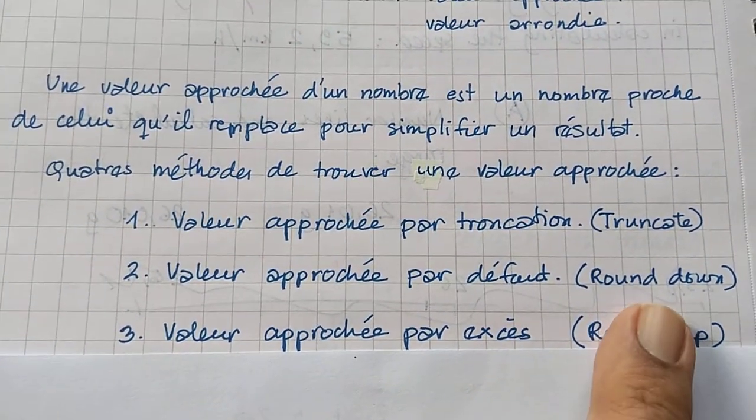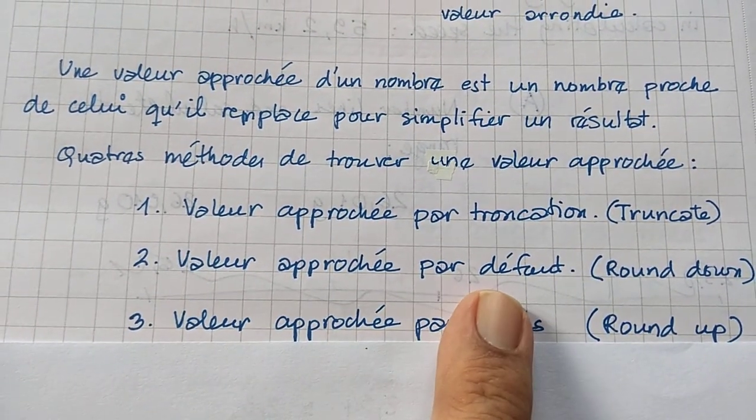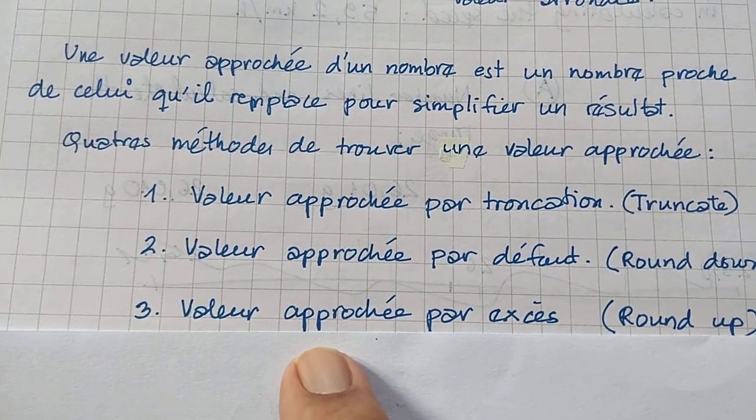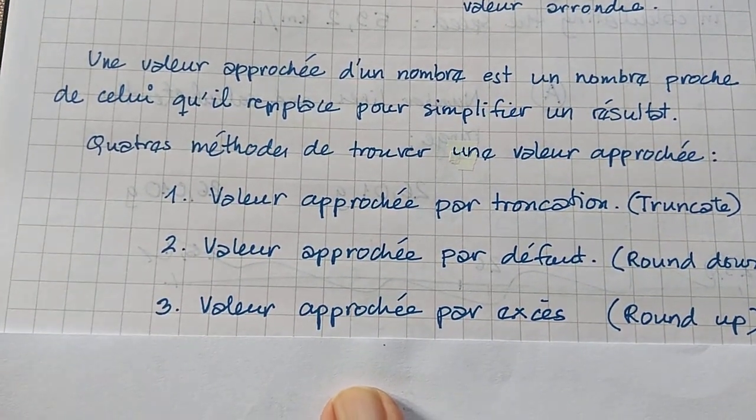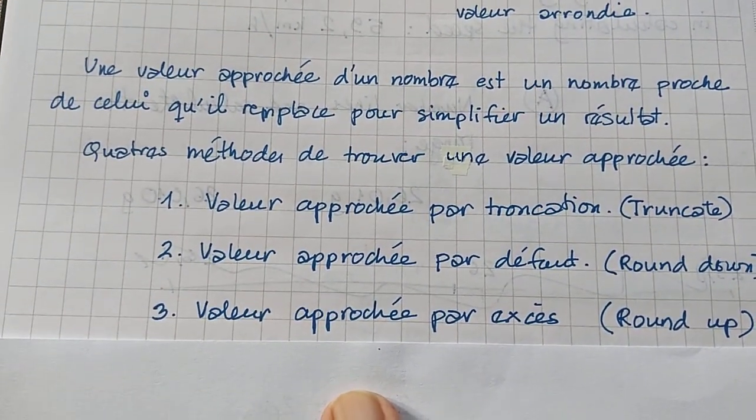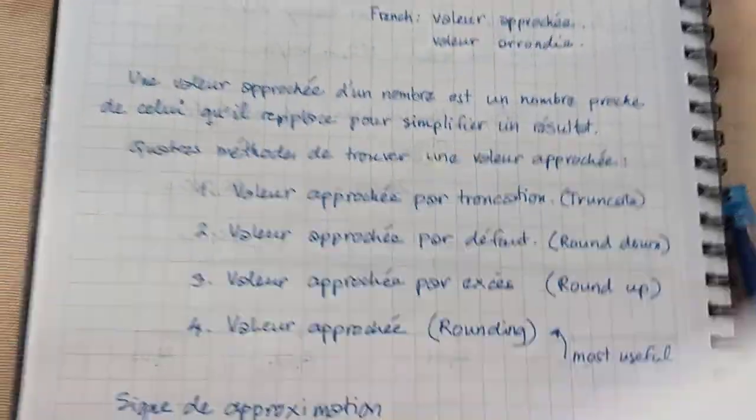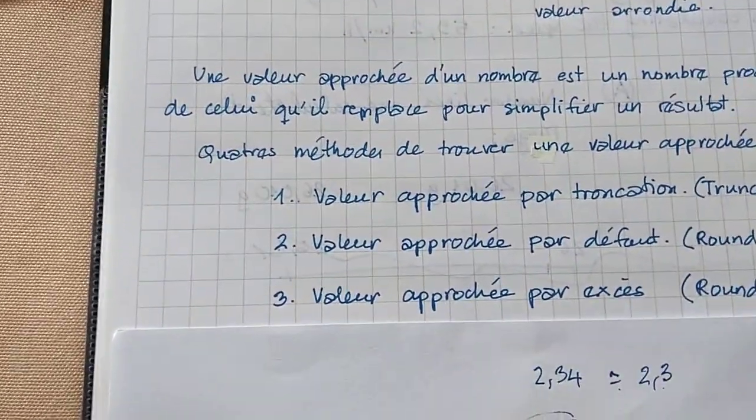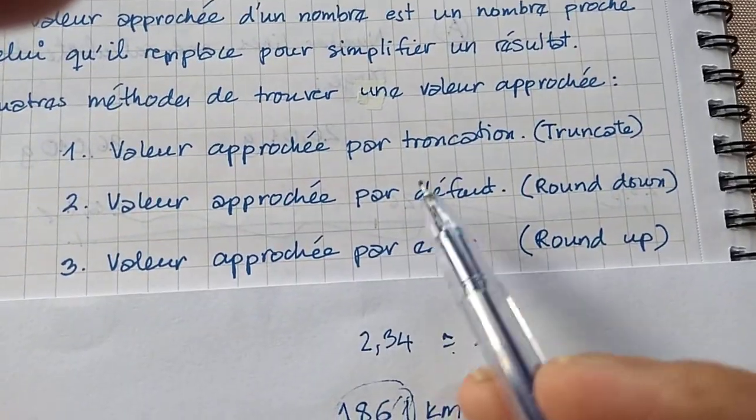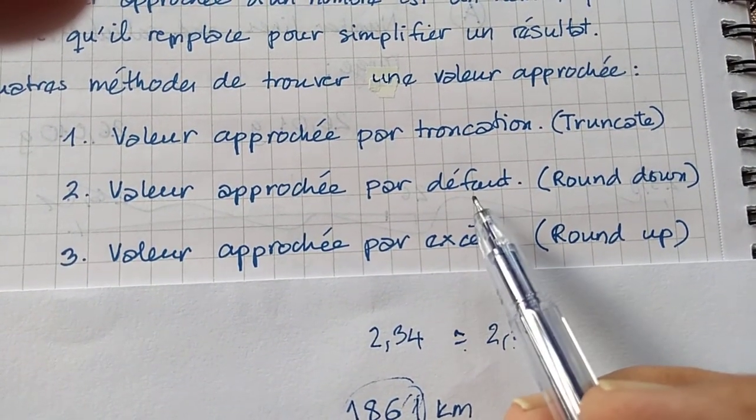Valeur, this is called rounding down in French. In English, in French, it's valeur approchée par défaut. Valeur approchée par excès, round up, which means take the next bigger number with fewer digits. So here what would happen if you took these 2? We will do them in detail in this video. There are other 2 we will do in the next video.